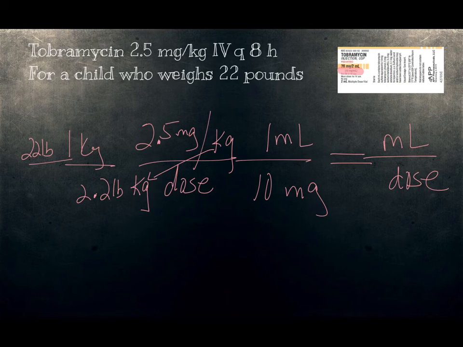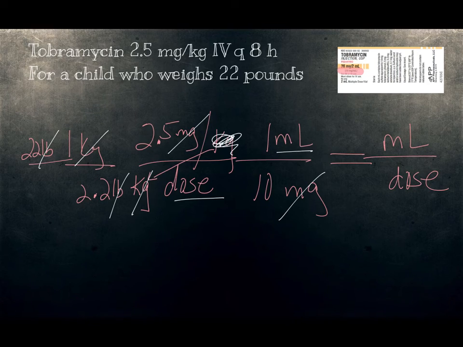Let's see if we set it up right. Cancel pounds. Pounds goes away. Cancel kilograms. Kilograms goes away. This already kind of, we put it down twice, so it doesn't count. Cancel milligrams. Milligrams goes away, and we're left with ml per dose. And now what you can do is go straight across, right?